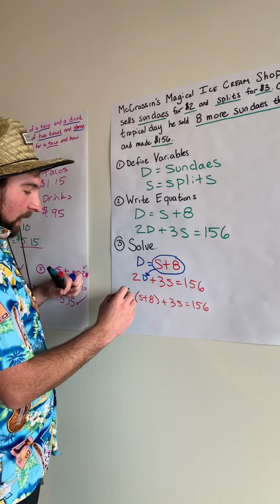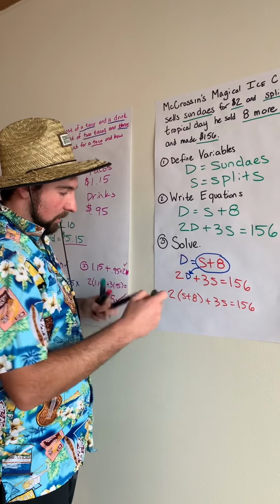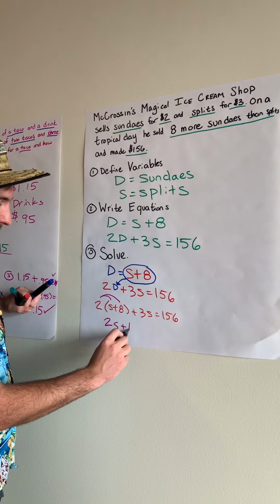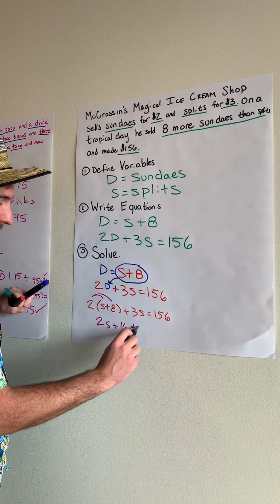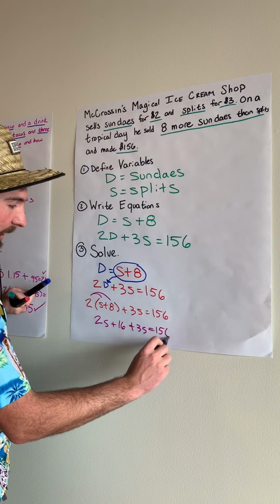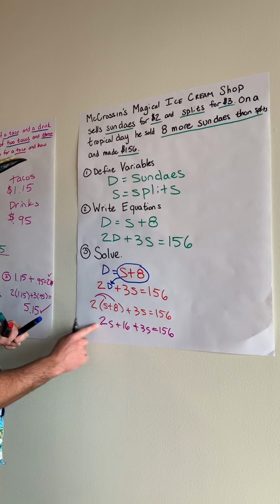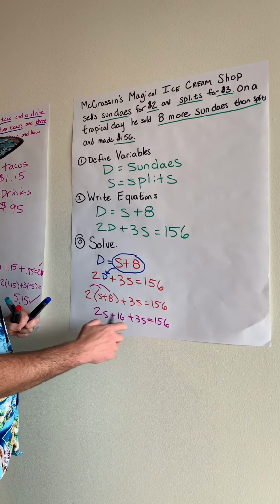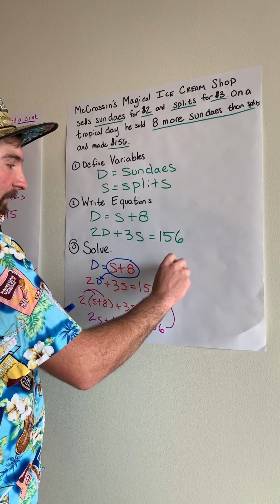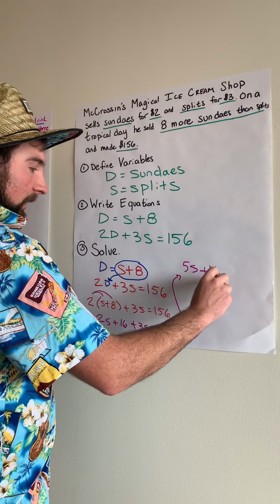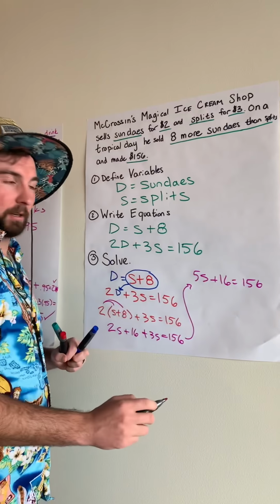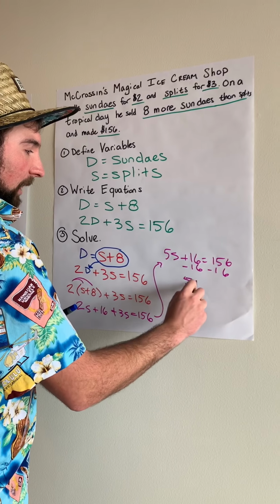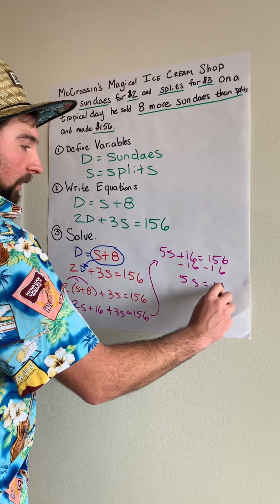I'm going to first start by distributing this 2 to the S and to the 8. So I have 2S plus 16 plus 3S equals 156. I'm going to combine my like terms. So 2S plus 3S is 5S. So now I have 5S plus 16 equals 156. So I can subtract 16, and I have 5 times S equals 140.